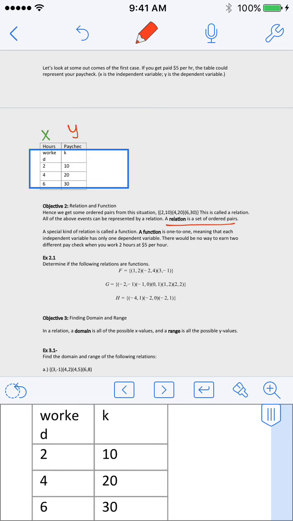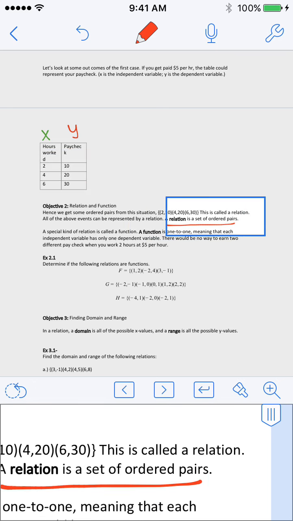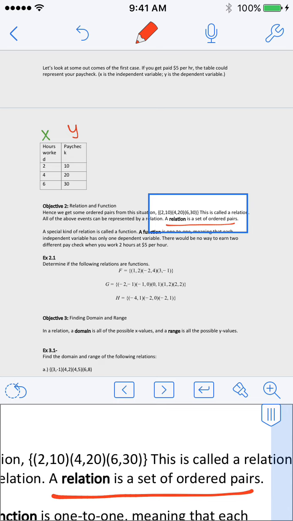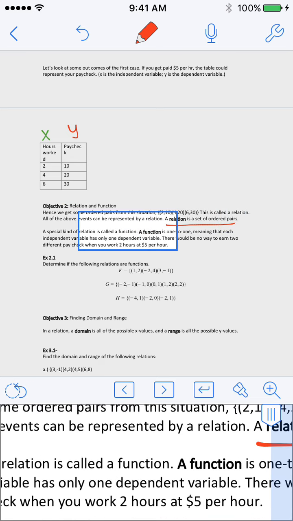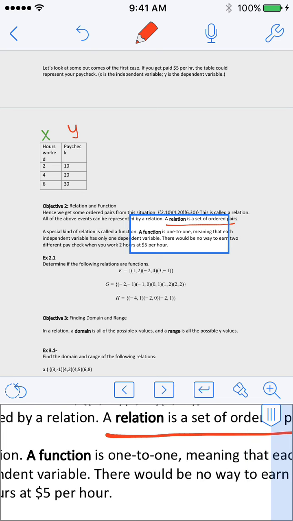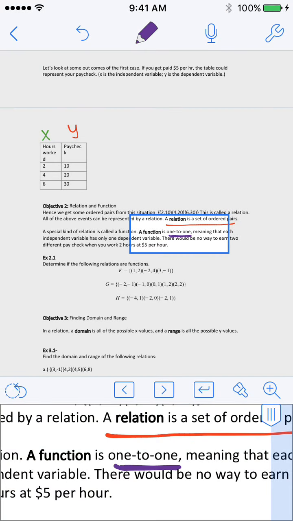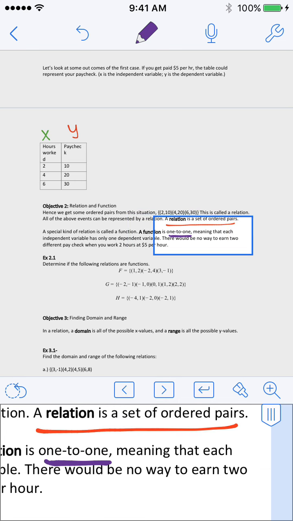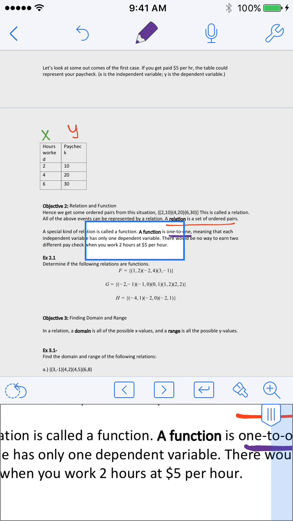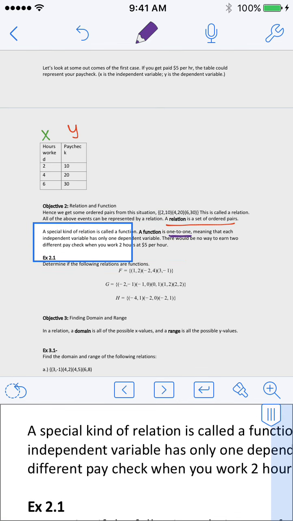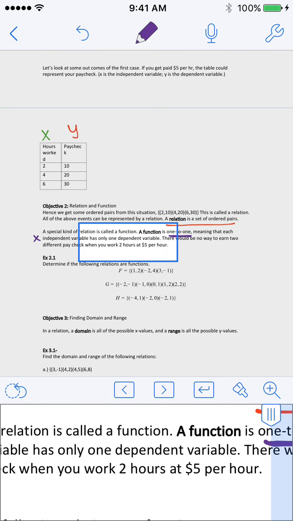2 to 10, 4 to 20, 6 to 30. There's your relation. It's a set of ordered pairs. So it's any two things that are related. Anything can be a relation, but if you want to be a function, it requires a little bit more. A relation is just a set of ordered pairs, but a function actually has this thing called one-to-one. And that means that for every independent variable, let's see, we can even read it. For each independent variable, there is only one dependent variable. So that means for each x, there is only one y. For each x, there is only one y.